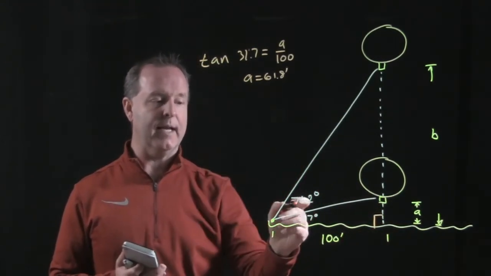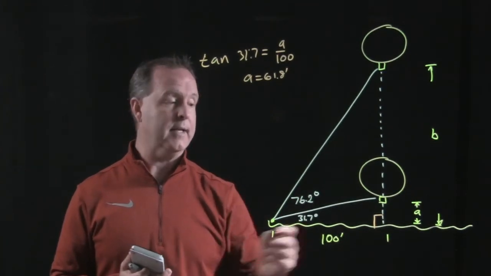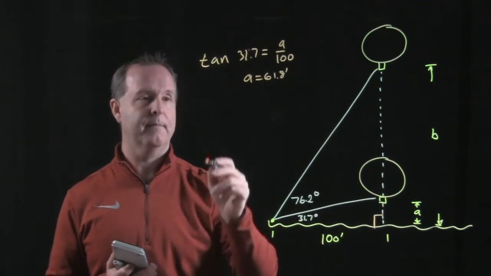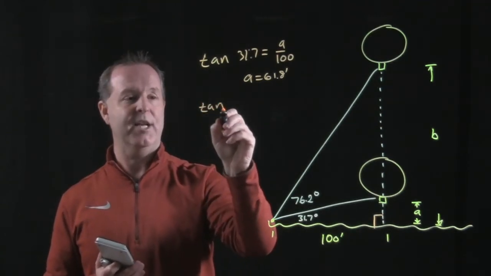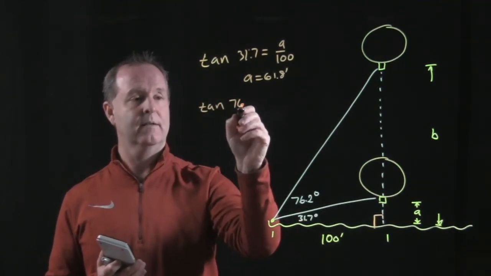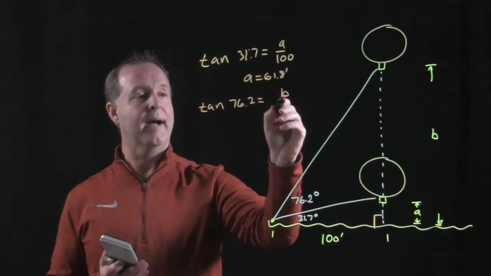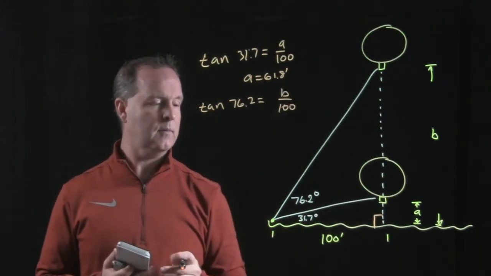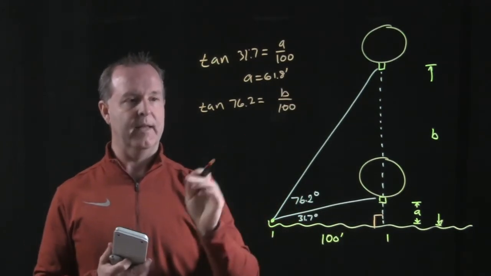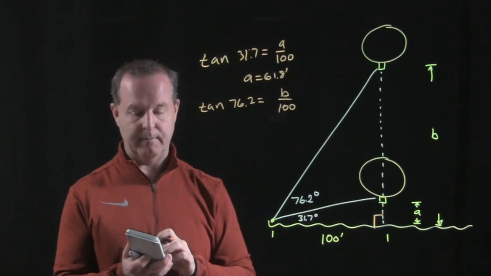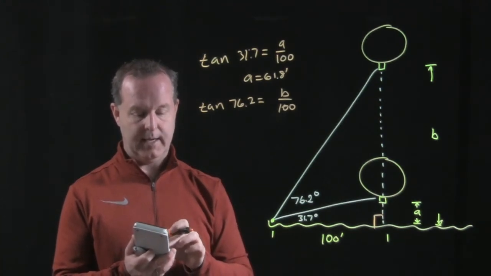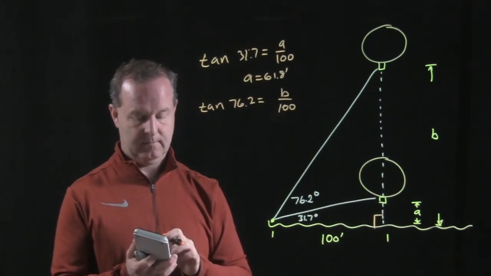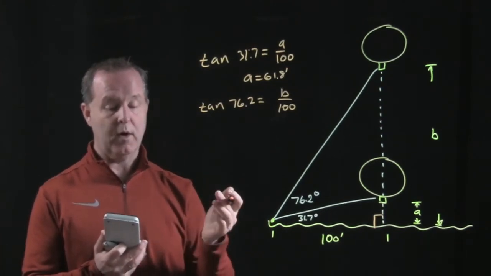Now, a second time, he was able to see that it was 76.2 degrees. And so I have another right triangle, but this time it's measuring all the way up to the top. So this one then would be the tangent of 76.2 equals my other height over the adjacent. So in that particular case, let's find that one out. Solve for b. That's 100 times the tangent of 76.2 equals 407 feet.